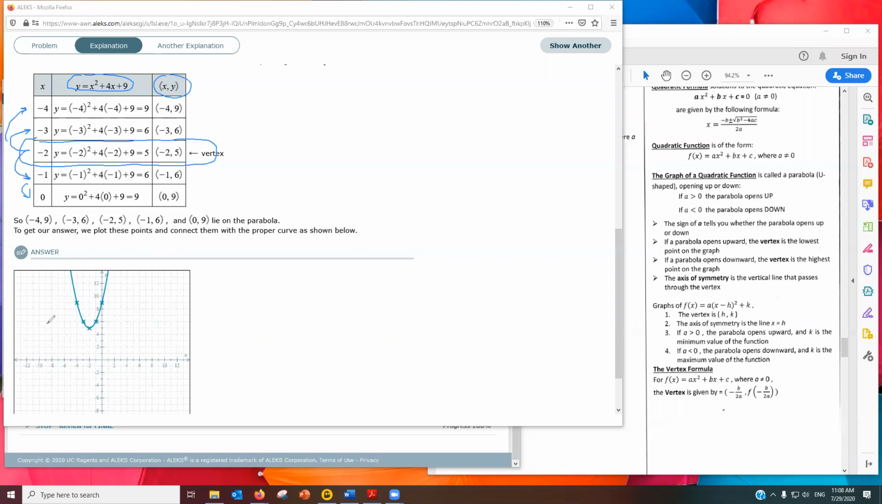Okay. This point is negative 4 comma 9. This point is the plot of negative 3, 6. Down here at the very bottom is the vertex, which is at negative 2, 5. And then these points are negative 1, 6. And this point is 0 comma 9. Okay, so the important item here was to find the vertex, work out x equals negative b over 2a. Once you know the x value, plug that back into the original equation to get the y value. That'll give you the xy pair that represents the vertex.